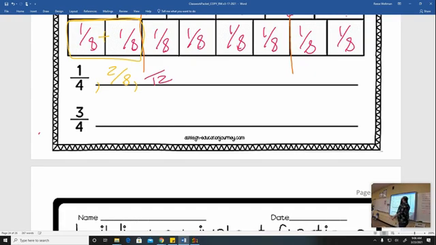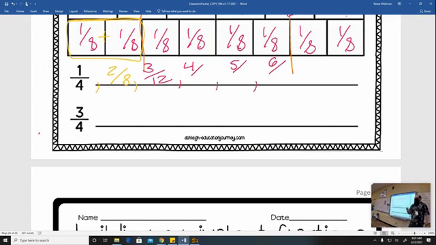But look at the numerators. What are they going up by? I meant 1, not 3. They're going up by 1. So the next one is 3. 1, 2, 3. So then we know that our next numerator will be 4. The next one will be 5. The next one will be 6, right?